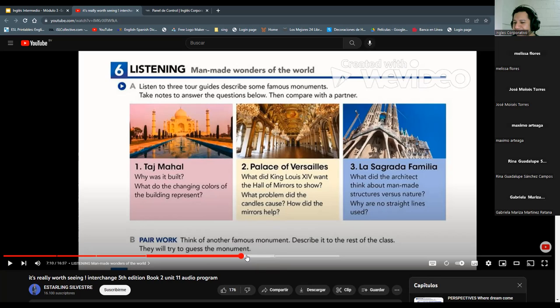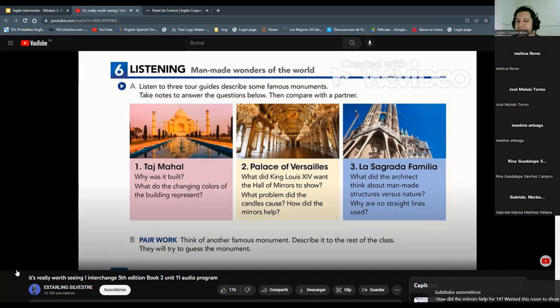So there can be straight lines in the structure? Exactly. That's very logical, right? There are no straight lines in nature. That's why he liked to do this kind of structures. Construction on this church started in 1882, and over 130 years later, it's still not finished. The architect, Antoni Gaudí, felt very strongly that architecture should reflect nature, and you can see this in his buildings.